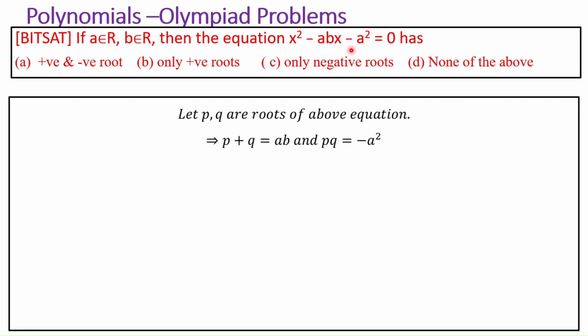the constant term is always negative. Correct? And if the constant term is negative, that means of the two roots, basically one has to be positive, one has to be negative. Only then it is possible. Right? Both cannot be negative, both cannot be positive. One has to be positive, one has to be negative.